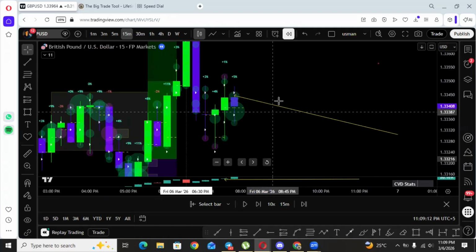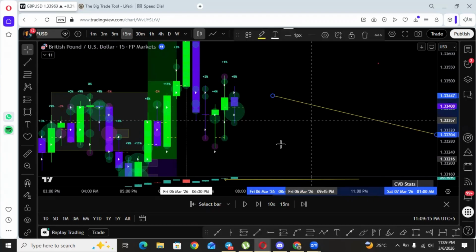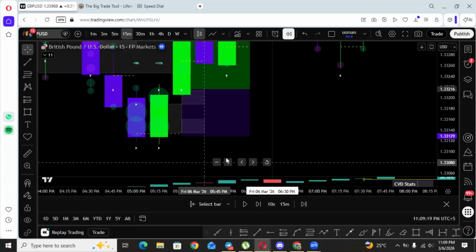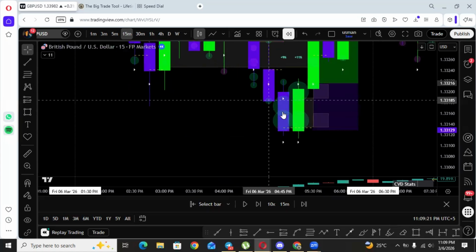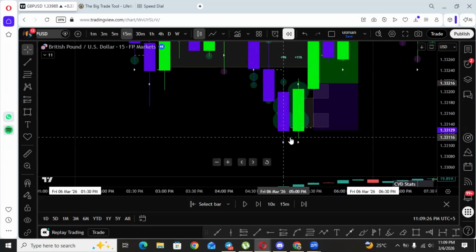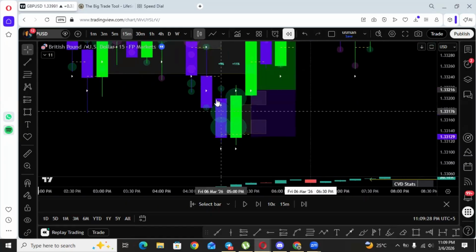In the next candle, what happened? The same thing that happened here. Look at this sell candle. Do you see any sell aggression in this sell candle? No. Tell me, do you see any sell aggression in this sell candle?